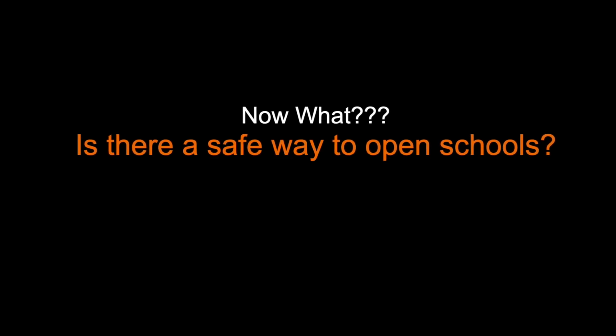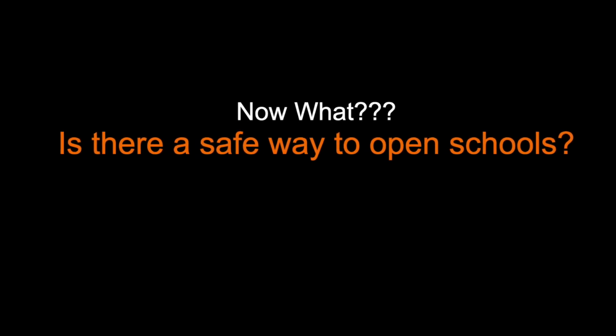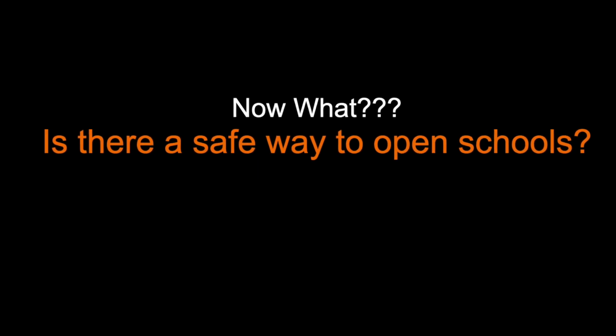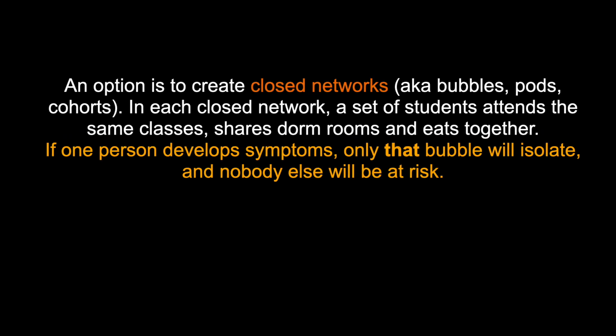Although every run gives a similar result when nobody wears a mask, once people do wear a mask and social distance, the model shows that, at some point, the spread is likely to happen. Now what? Is there a safe way to open schools? An option is to create closed networks. In each closed network, a set of students attends the same classes, shares dorm rooms, and eats together. If one person develops symptoms, only that bubble will isolate and nobody else will be at risk.